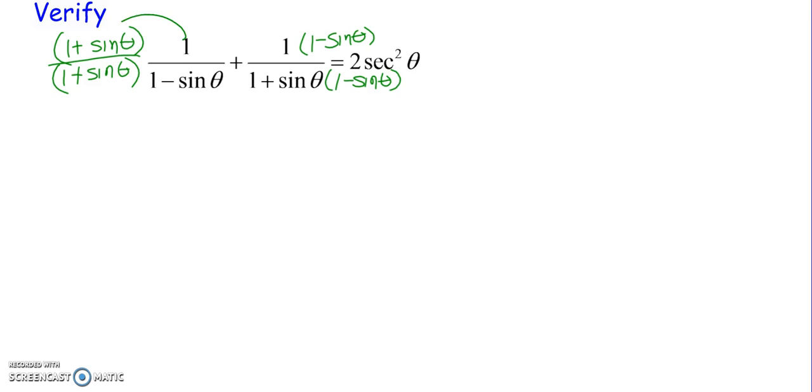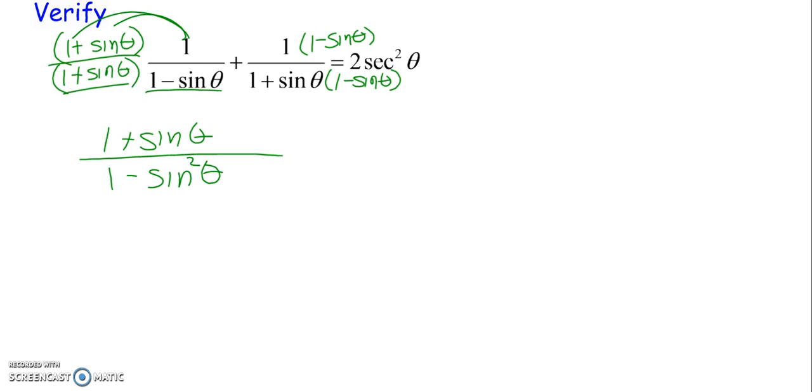So this distributive property is relatively straightforward. It's still 1 plus sine theta on top. The bottom, I could FOIL, but because it's a conjugate and I know it's so easy to multiply, I could write the bottom as 1 minus sine squared theta. Again, a straightforward distributive property: 1 minus sine theta over the bottom, again, 1 minus sine squared theta.